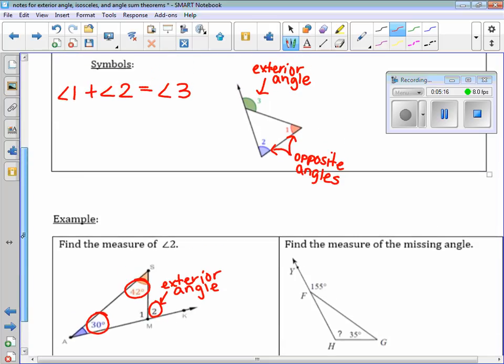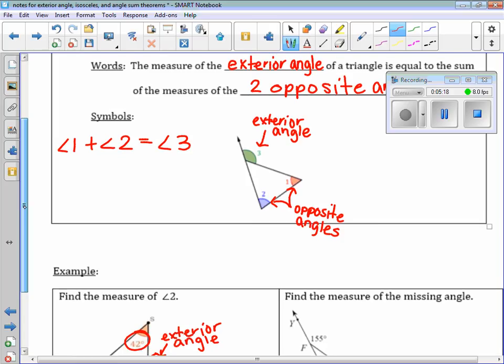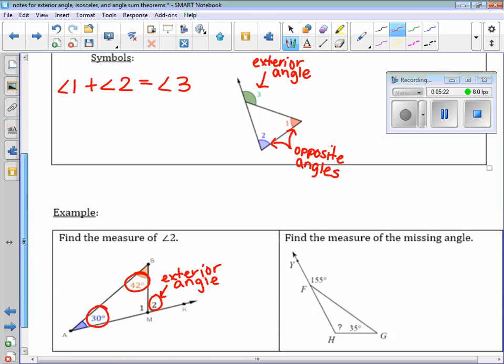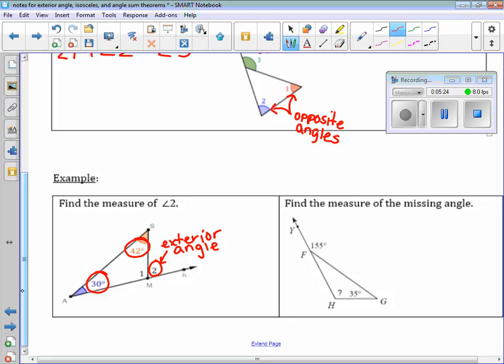Well, if you go back to our theorem, if you add the two opposite angles, it equals the exterior angle. So I'm going to add angle A and angle S, which is 30 and 42, and that's going to give me the measure of angle 2. So when I add 30 and 42, that gives me 72. So the measure of angle 2 is 72 degrees.